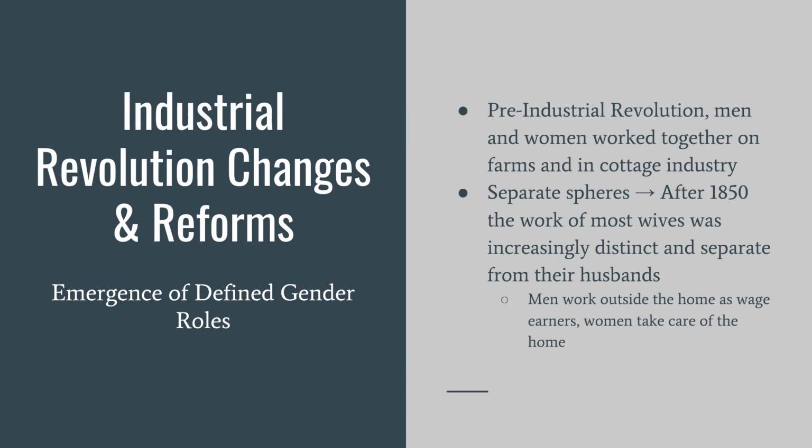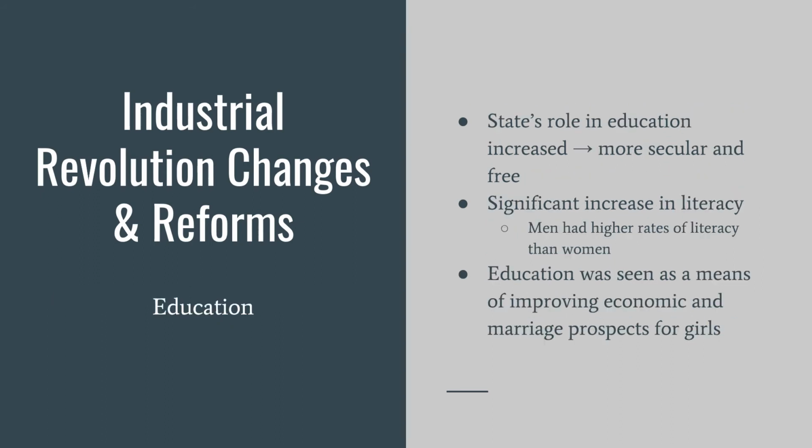We start to see after 1850 that increasingly women are being pushed into these defined gender roles where they're staying home, taking care of the home, taking care of children, while men are out working. So not to say that gender roles did not exist before the Industrial Revolution, but we really start to see strict, defined gender roles come out of the Industrial Revolution.